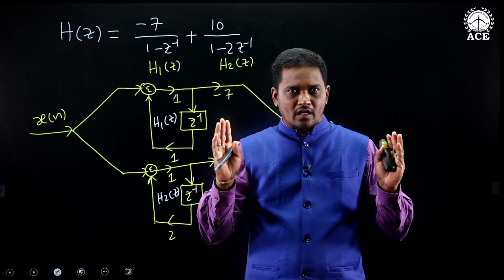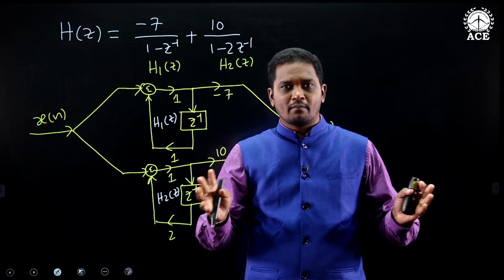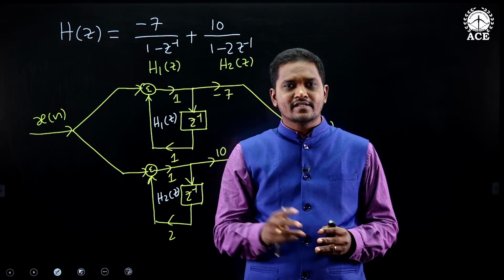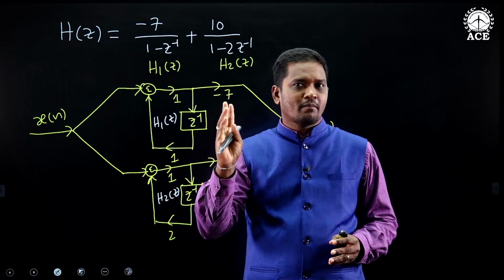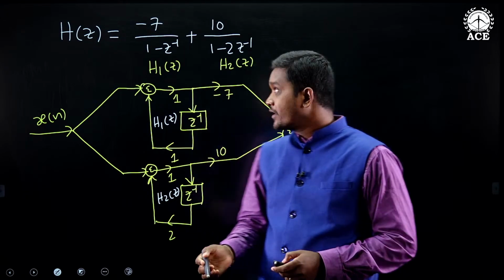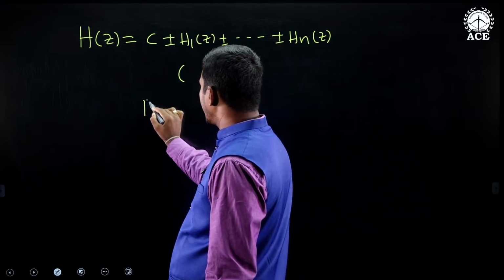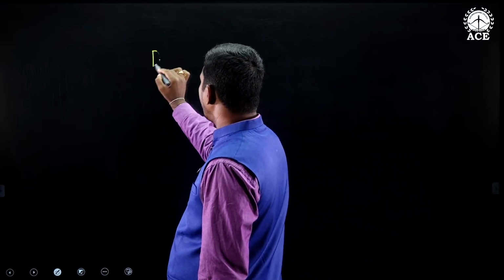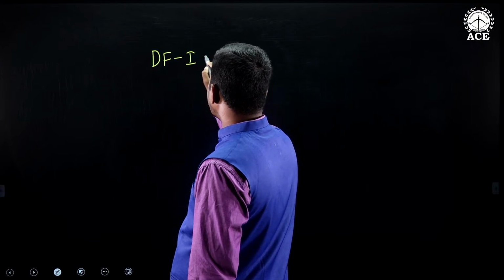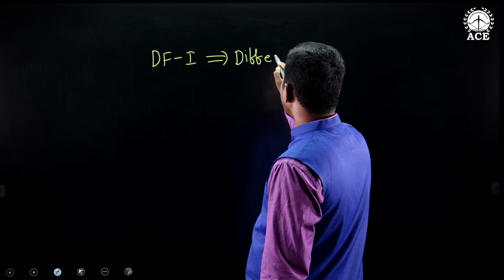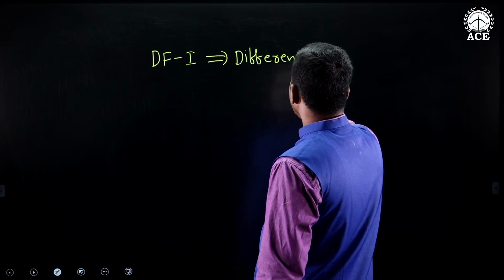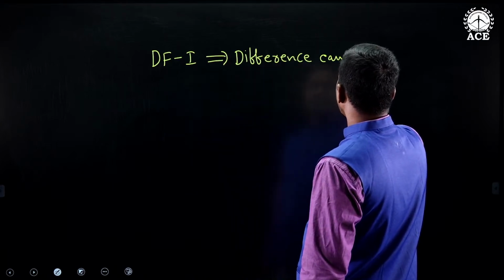Now I am overviewing all the methods. What are the methods we have discussed? Direct form 1, direct form 2, cascade form, parallel form. To implement direct form 1, tell me, what is the thing we need? Difference equation or transfer function? We need the difference equation. Okay, yes. Difference equation we need, okay?